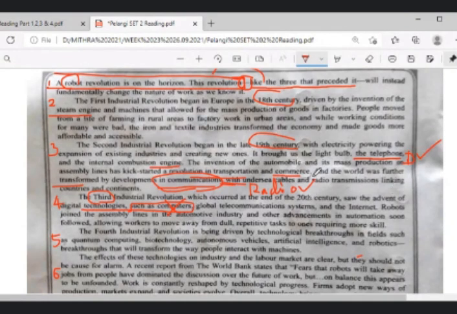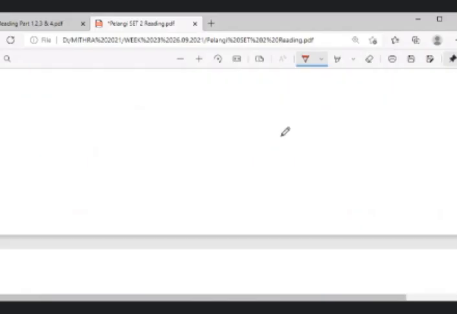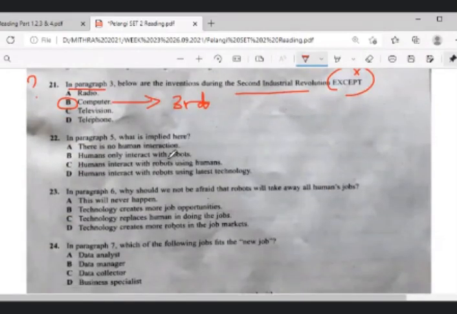Two are clear cut, telephone and radio. Okay, you might get confused because television is not mentioned and you thought that it might be a computer. Okay, but in the next paragraph the computer is there. So automatically television is here. Okay, because television and radio, they actually came together. First of all, radio followed by television, still under the second industrial revolution. Okay, very good.